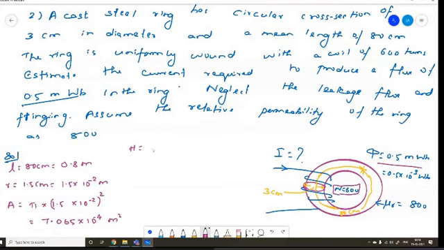So we know that H is equal to Ni by L. So from this you can find I, but for that you require H. So to find H, we can use the relation between B and H, because B can be very easily known because we know phi and we know the area of cross section. So B can be very easily known. So B is nothing but phi by A.